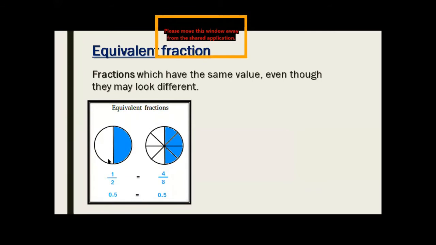How? You can see this is 1 over 2. If we divide 4 over 8 by 4, 4 ones are 4, 4 twos are 8. So 1 over 2 and 1 over 2. These are equivalent fractions. Okay, one more example. Fractions which have the same value even though they may look different means that they look different but the answers of these fractions are always the same. So these types of fractions are called equivalent fractions.